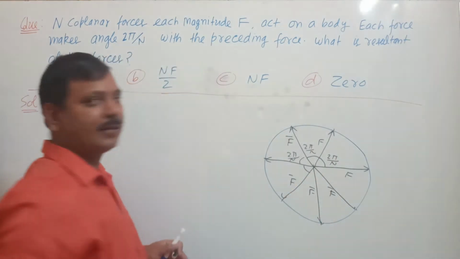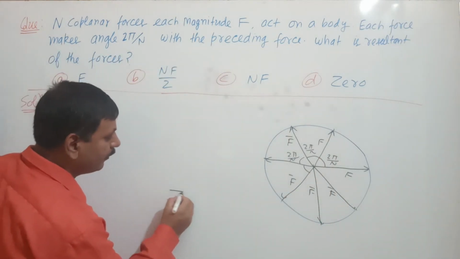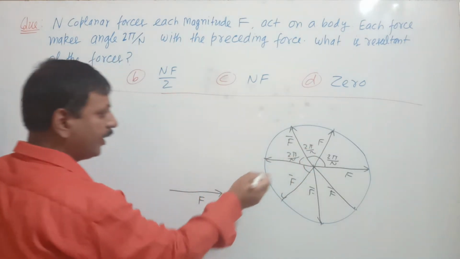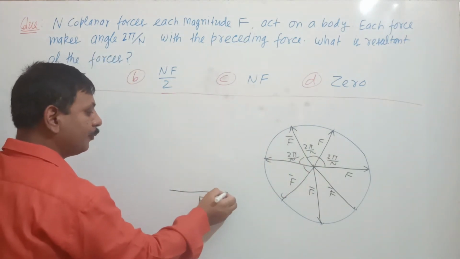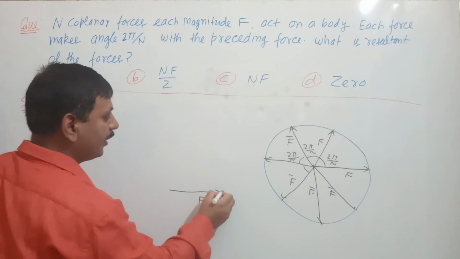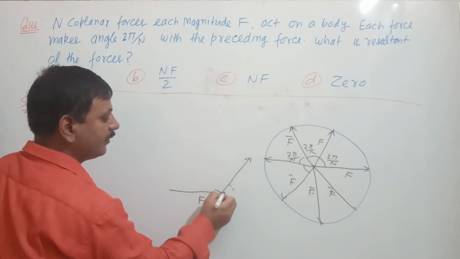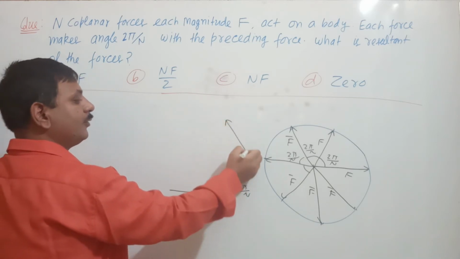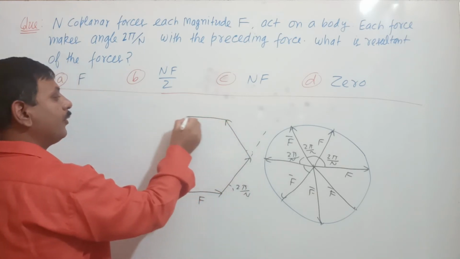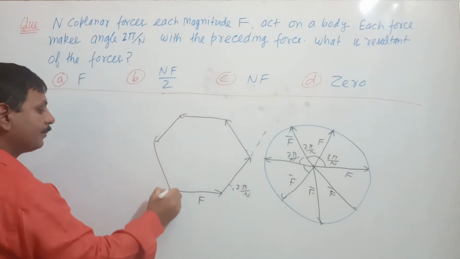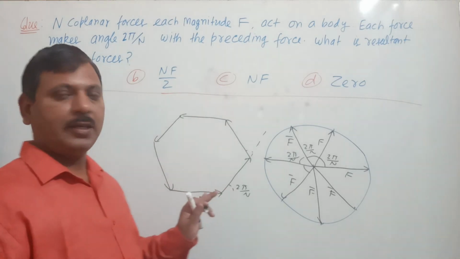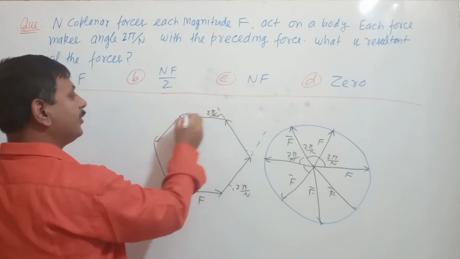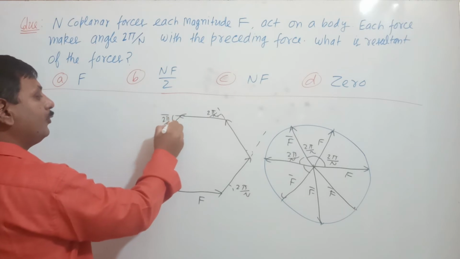So see what will be the resultant. Suppose I have drawn the first vector F, the second is making an angle 2 pi upon n. If we draw, this angle is 2 pi upon n. From the head of this you will form another, that is also 2 pi upon n. So you can see here it will form a closed polygon of n sides. Always it will form, because total angle is how much? 2 pi. So this will form a closed polygon.